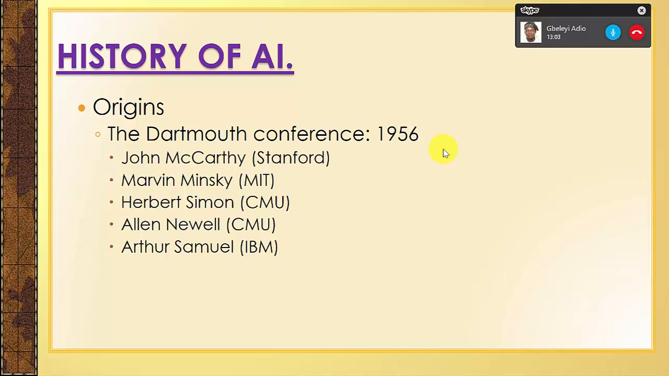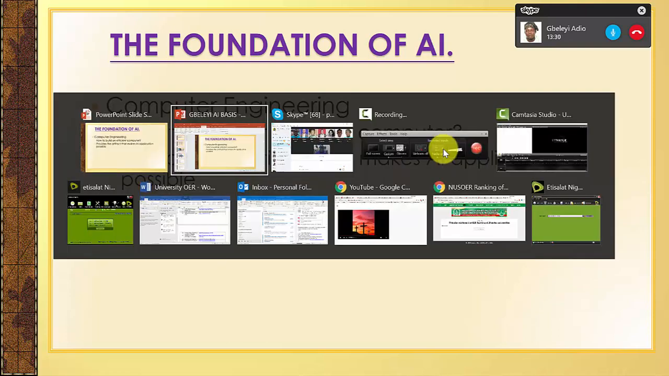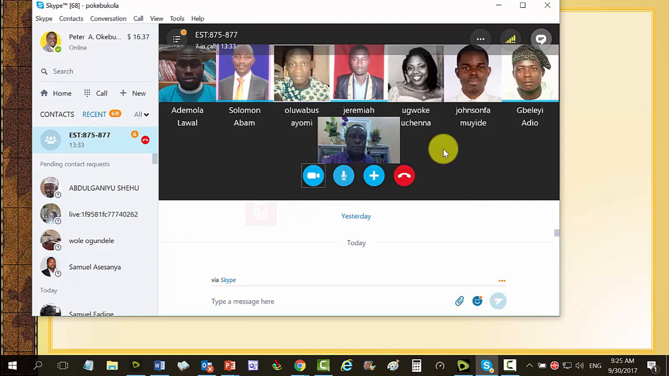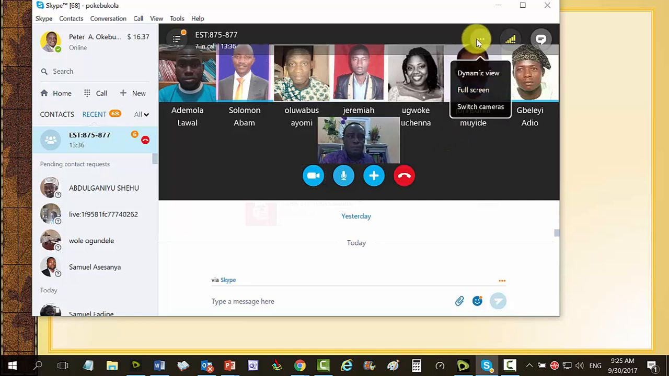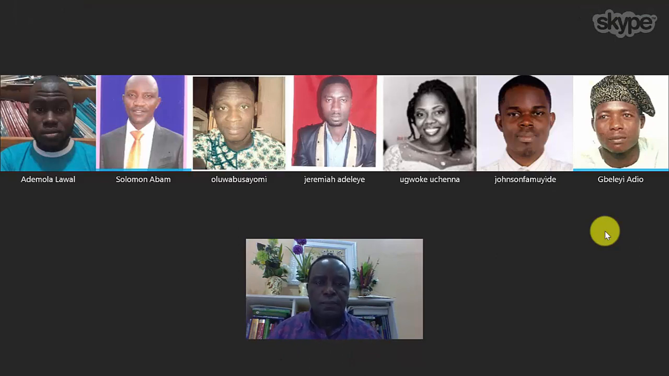I'll move over to the next slide, which is slide 4, the foundation of AI. Computer engineering, how to build an efficient computer, providing the artifact that makes it applicable possible. The power of computer make computation of large and difficult problems more easy. Also, it has been able to contribute its own work to computer science, which include time sharing, the link like data types, and object-oriented programming.